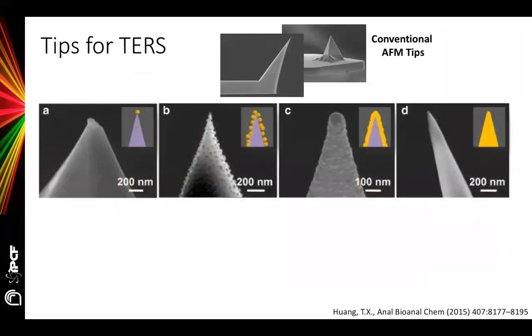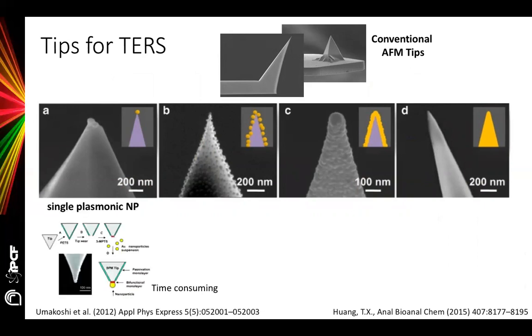Let's now consider the TERS probe features. We can have different tips according to the scanning probe microscope that we want to use. The simplest probe that we can think about for TERS is represented by a single plasmonic nanoparticle placed on top of the tip apex. However, placing a plasmonic nanoparticle with high precision on top of the tip apex can be difficult and time-consuming.